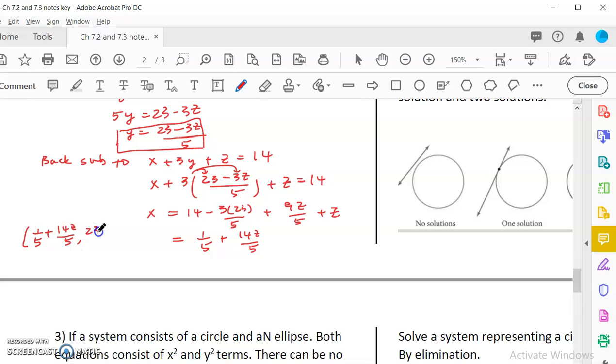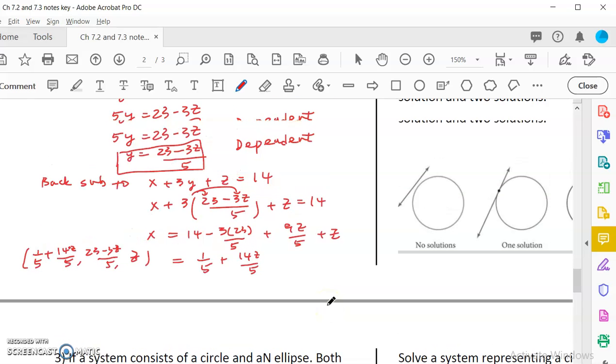Y is 23 minus 3z over 5. Z is z. So everything is in terms of z. If you plug in z equal to 0, you get the other one. So this is a dependent system. It is not an independent system. You don't get one solution.